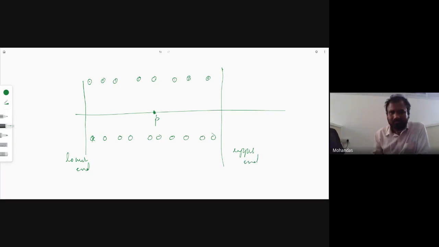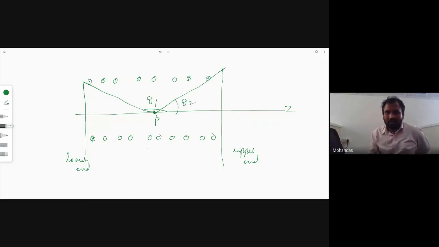Now, with respect to this lower end, what is this angle here? With respect to the z-axis, we imagine this is the angle theta 1. And what is this angle here? Theta 2. And the total length is L.